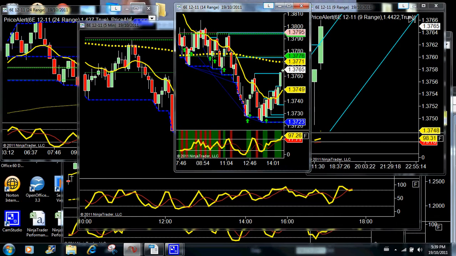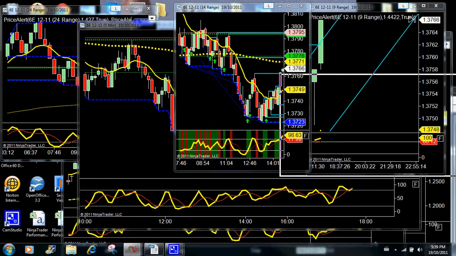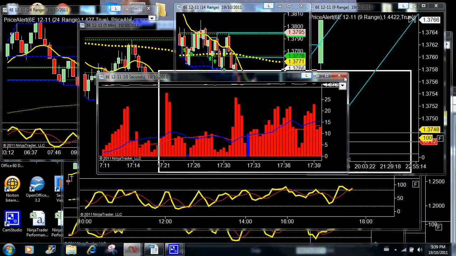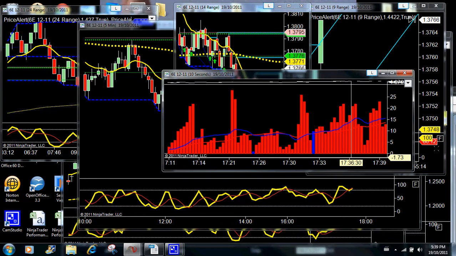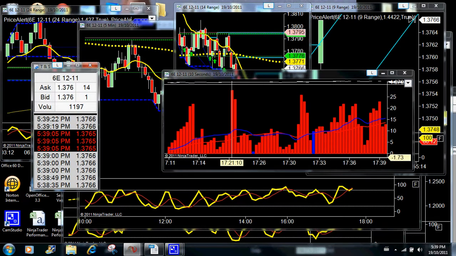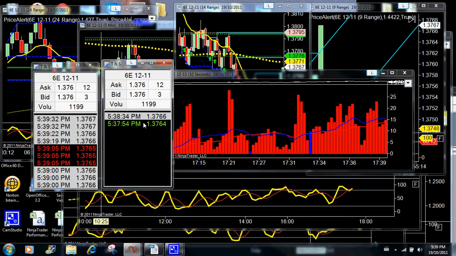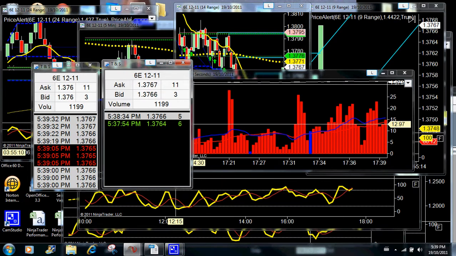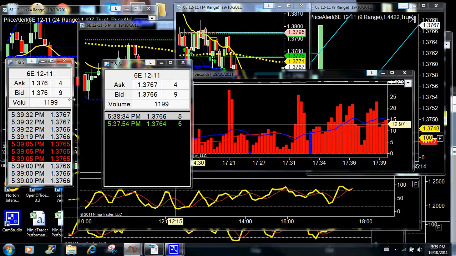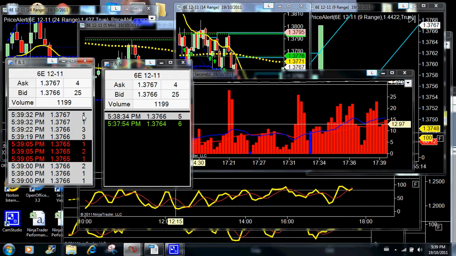Now for volume, we like to use a pace of tape indicator as well as a time and sales window. This is a NinjaTrader package, and this is a filtered time and sales window right here, so that we can only see the orders that are 5 lots or higher coming in. This is every single one, so a lot of 1s, 3s, 1, 2.